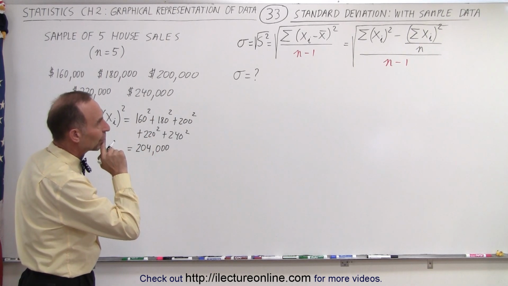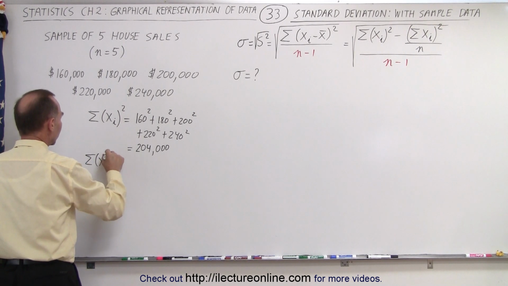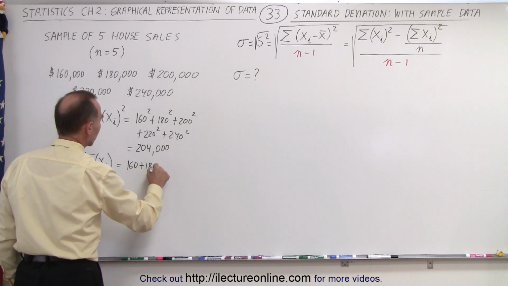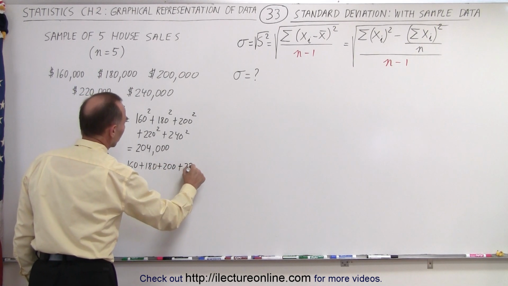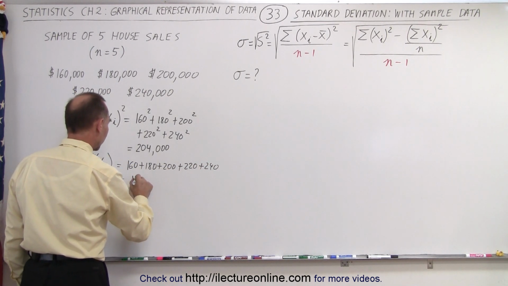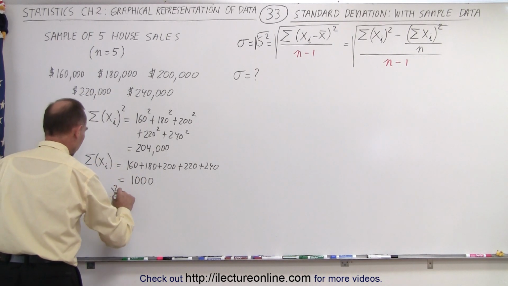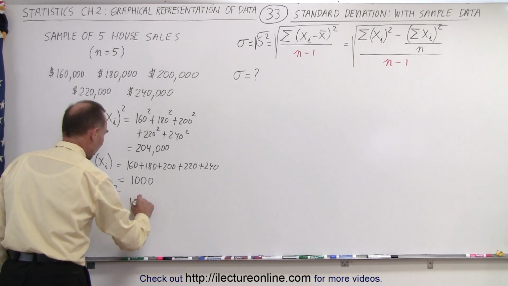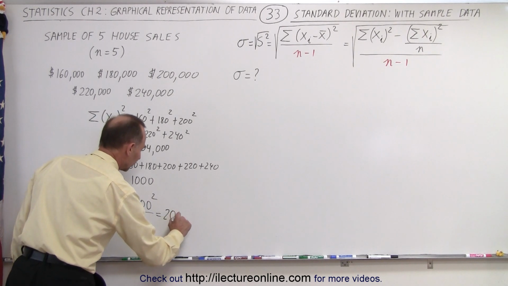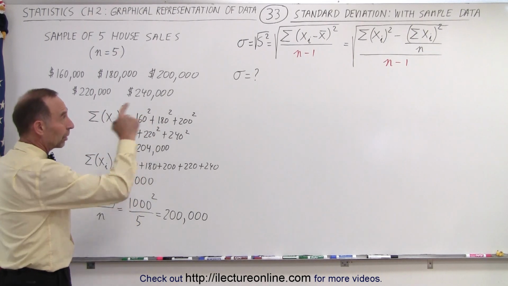Then next we're going to sum up all the x sub i's before we square the whole thing. That's going to be equal to 160 plus 180 plus 200 plus 220 plus 240, and that was equal to, let's see, that's 1,000. And now we're going to take the sum of x sub i's quantity squared divided by n. So this would be 1,000 squared divided by 5, which is a million divided by 5, which is 200,000. All right, now we're ready to plug that into our equation.